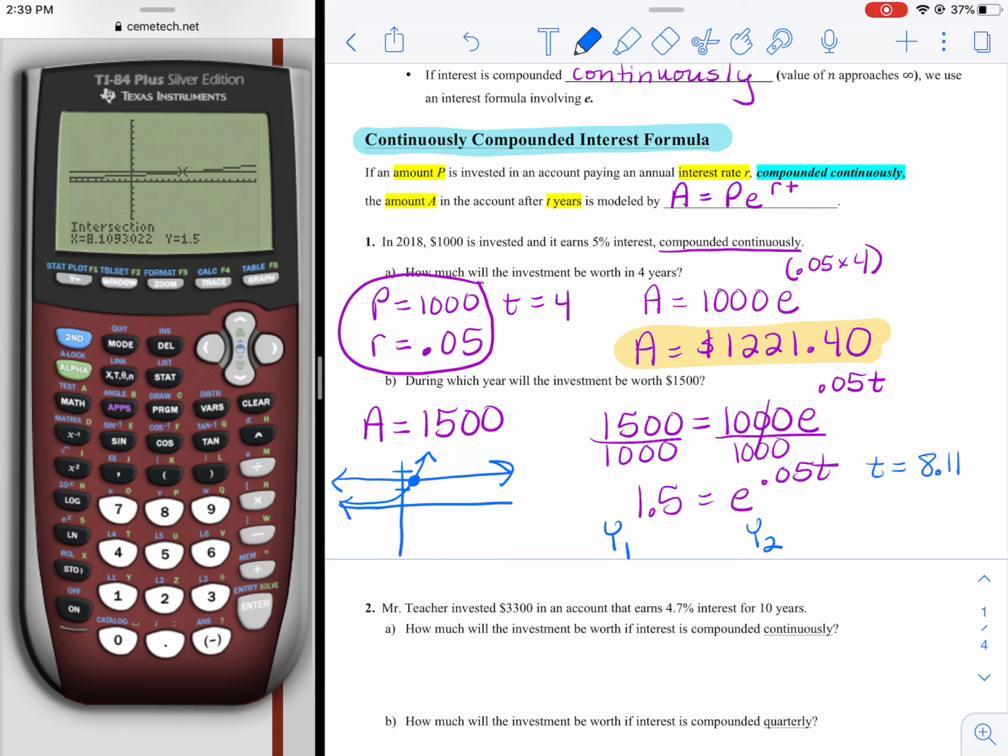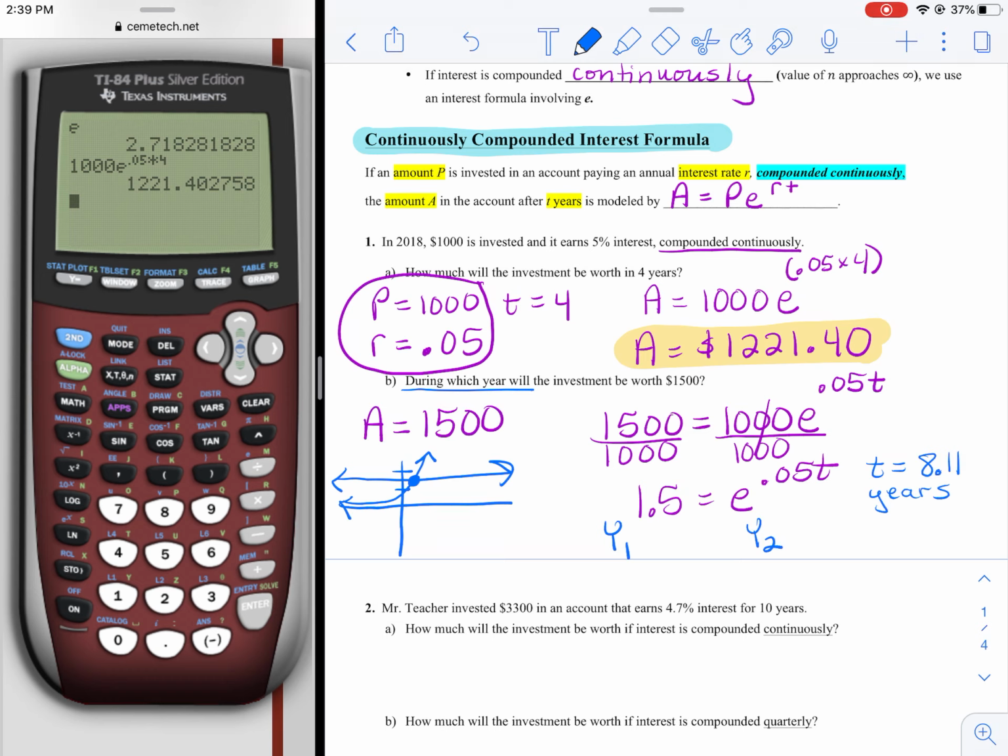Okay, so instead of x, I wrote t, because we replaced x with t. So it takes 8.11 years for that $1,000 to reach an amount of $1,500. If we read the question carefully, it says, during which year will the investment be worth $1,500?